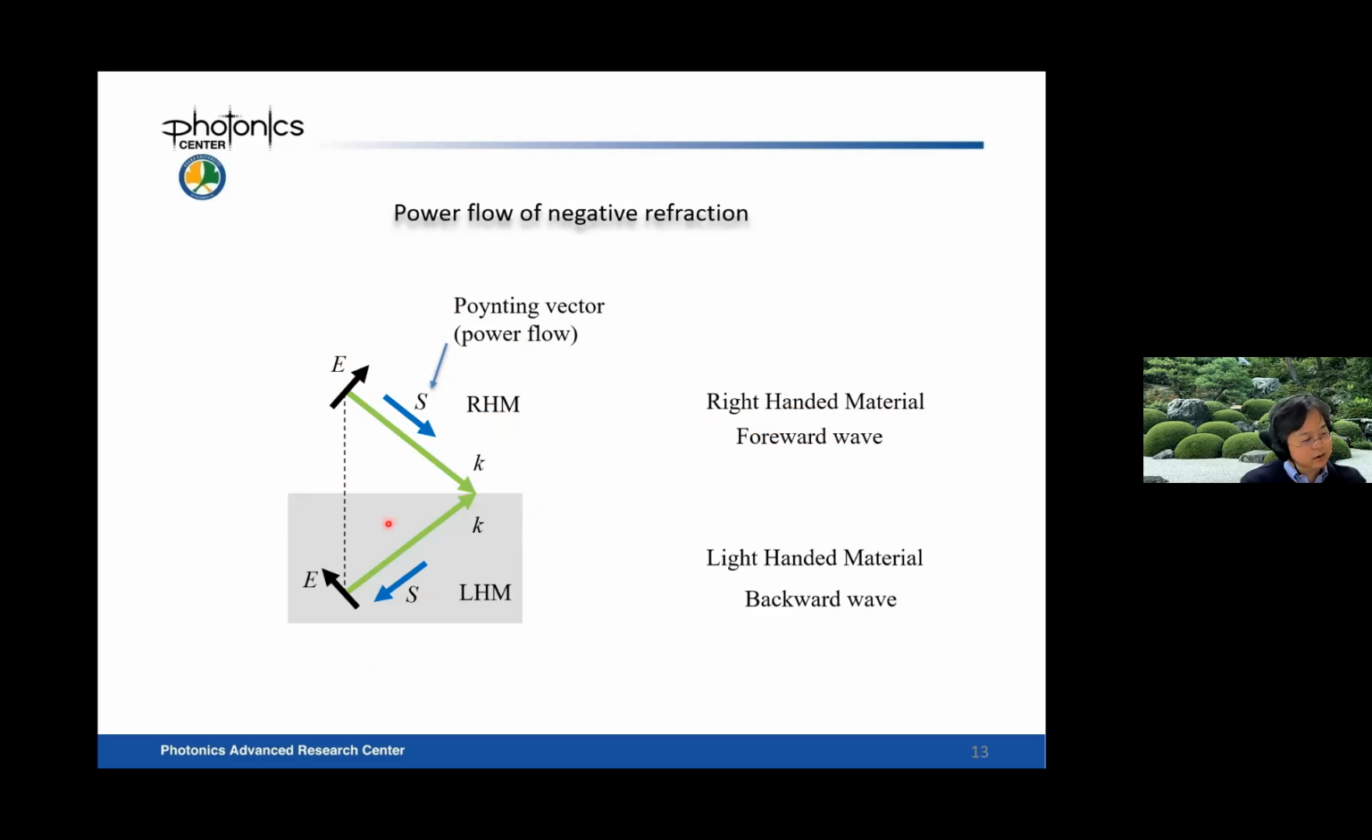But in the negative index material, the situation is very strange. The power flow is in the same direction, meaning this is the Poynting vector, but the direction of the K vector is opposite to the Poynting vector. This is called the backward wave. The K vector and the Poynting vector are in opposite directions. As a result, the power flows in this direction, but the K is opposite. But the boundary condition is fulfilled properly because the projection of the K is the same at this interface.